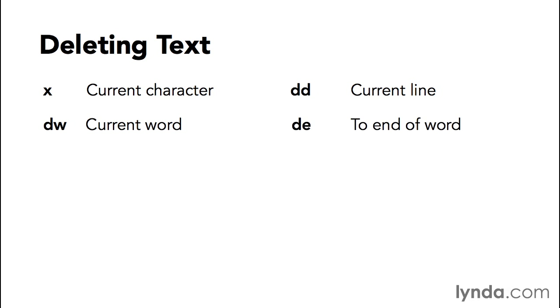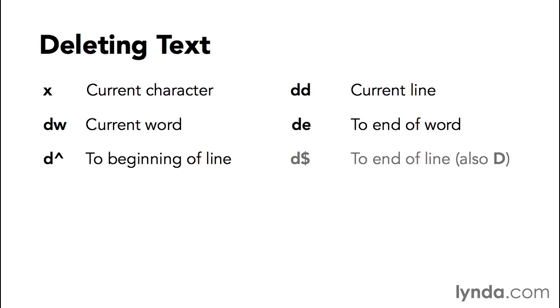The difference between DW and DE is that DW deletes any white space after the current word to the beginning of the next word, whereas DE only deletes up to the white space that ends the current word. You can use D caret to delete from the current cursor position to the beginning of the current line, or D $ sign to delete from the current cursor position to the end of the current line. You can also use Shift D to perform the same command as D $ sign.